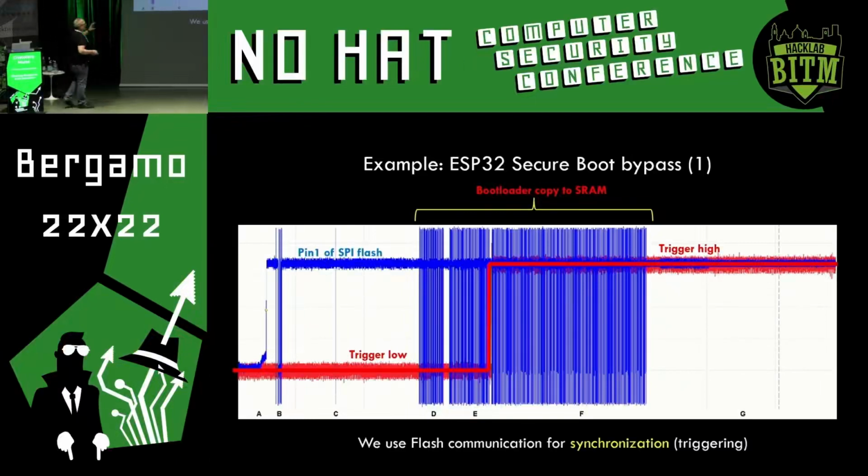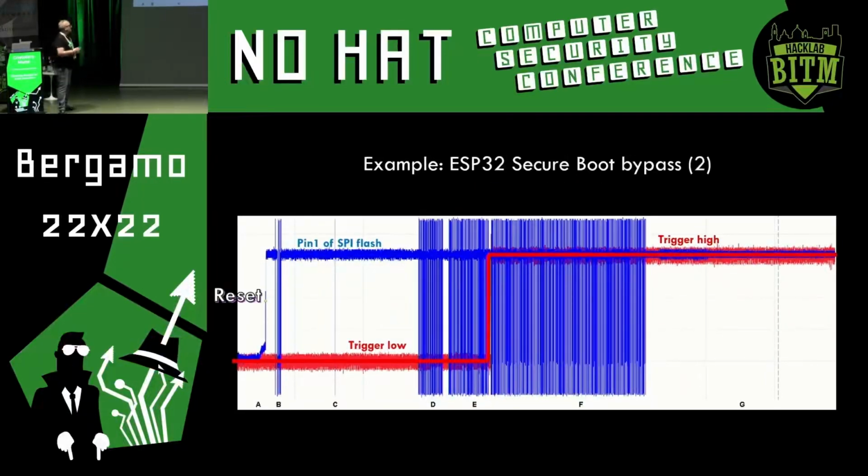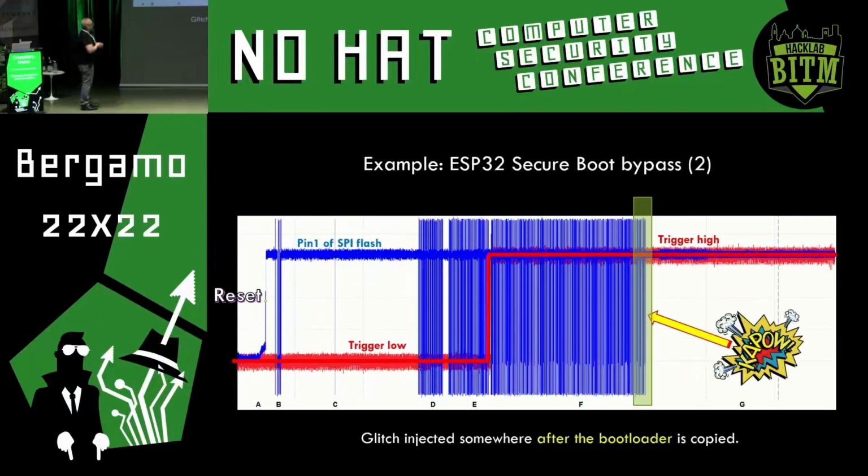So basically, we use flash communication for synchronization. We use this signal that tells us, OK, this is being loaded. Now, in order to bypass it, we need to glitch that instruction. So at the end, you know that bootloader is being loaded into SRAM. You want to glitch that if. So it's very likely at the end of that process. So when the loading is finished, we just start glitching around there, glitch and pray.